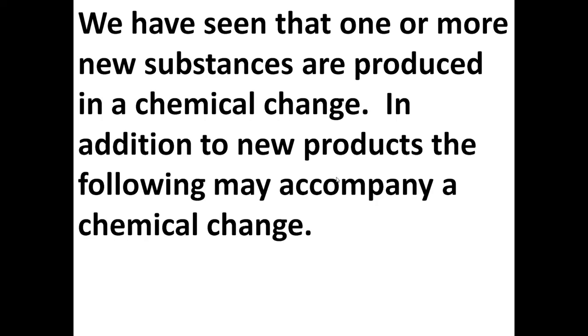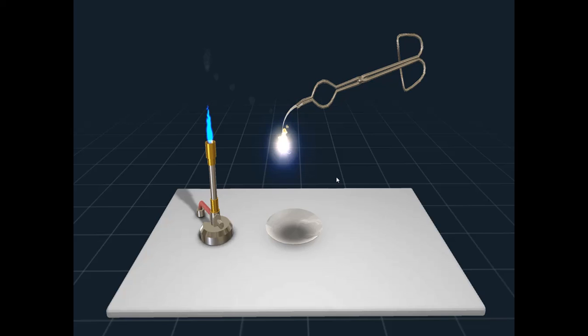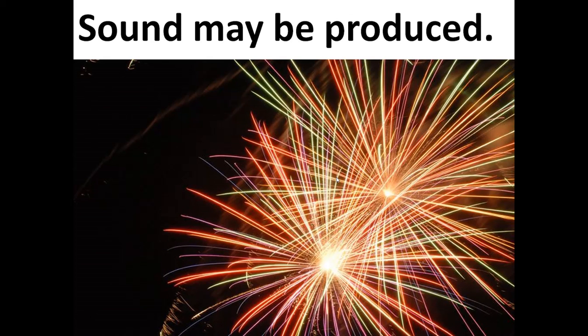Dear students, we have seen that one or more new substances are produced in a chemical change. In addition to new products, it may also be accompanied by the following changes. You may also observe that whenever a chemical reaction or change is taking place, heat, light or any other radiations may be given out or absorbed. During a chemical change, heat may be given out or absorbed. Light may be given out or absorbed. So heat and light are also produced as products of a chemical change. Even sound may be produced.